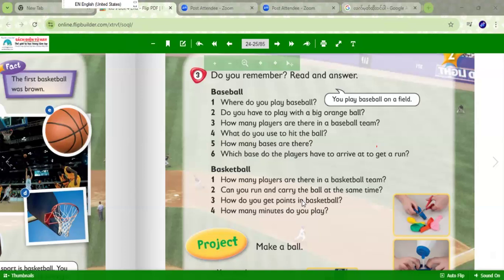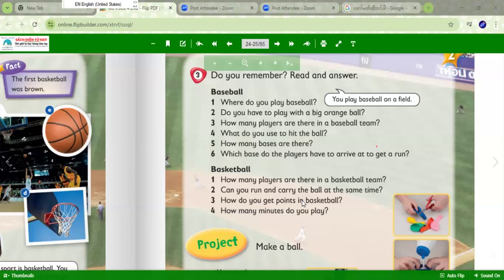Good job. So number 2, can you run and carry the ball at the same time? Yes or no? No. So your answer will be no. Because your answer is no, your auxiliary verb will be negative, right? So no, you can't run and carry the ball at the same time, the whole sentence. Very good.